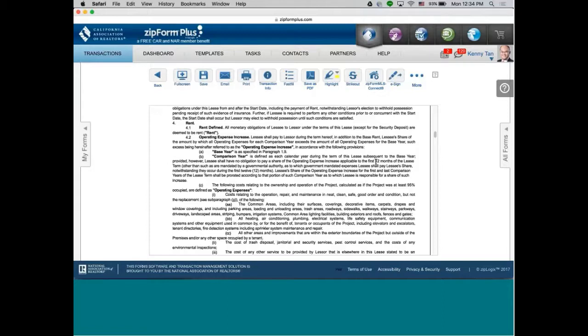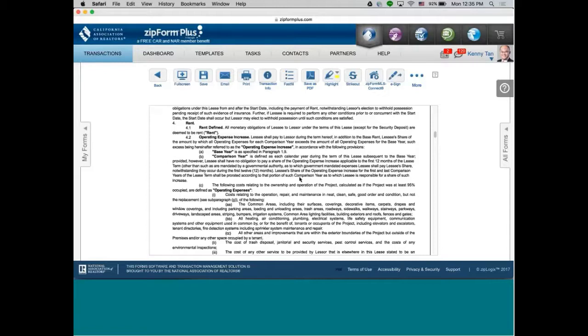Of course, I think tenant's share is related to the square footage occupied by the tenant relative to the total square footage of the project. That's what they mean by tenant's share. Okay? And then it says here, lessee's share of the operating expense increase for the first and last comparison year of the lease term shall be prorated according to that portion of such comparison year as to which lessee is responsible for a share of such increase.